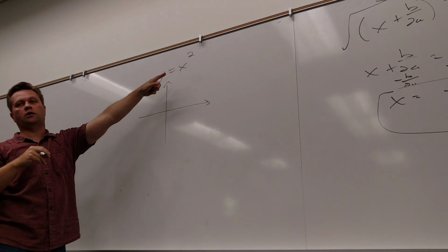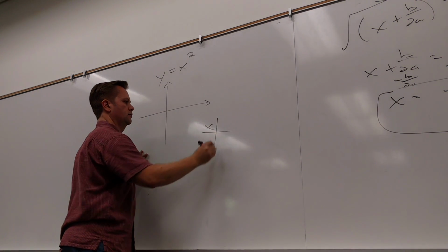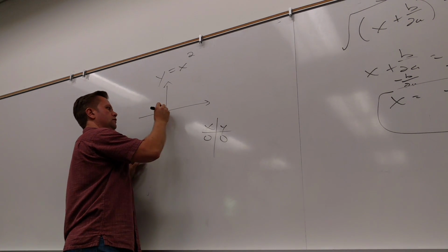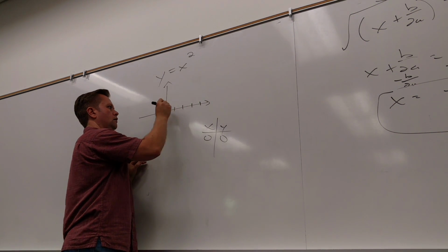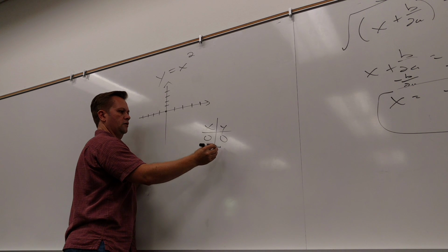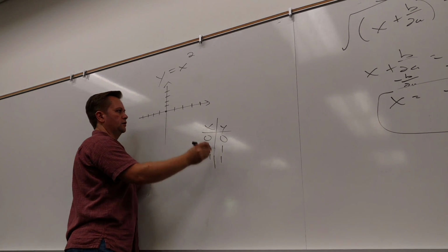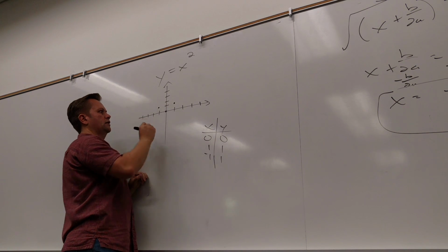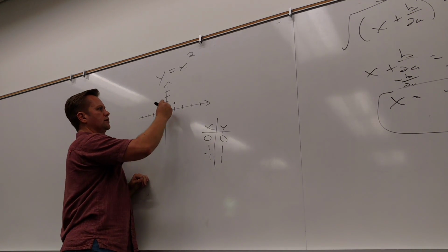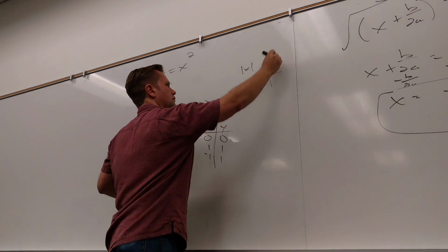Because what do I get when I put a 0 in there? 0. So I'll make a little table of values. 0 is 0. What do I get when I put a 1 in there? 1. What do I get when I put a negative 1 in there? 1. Good. And that's why it's got that U shape. Absolute value looks like this.